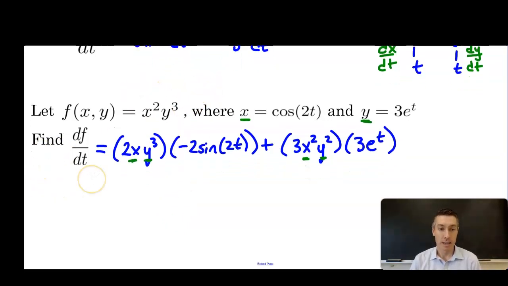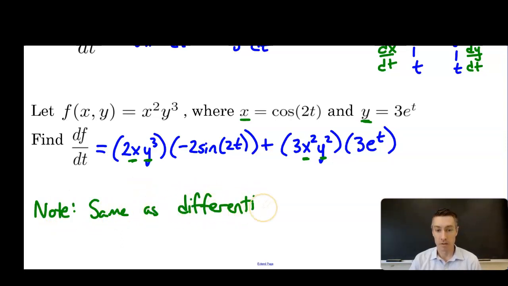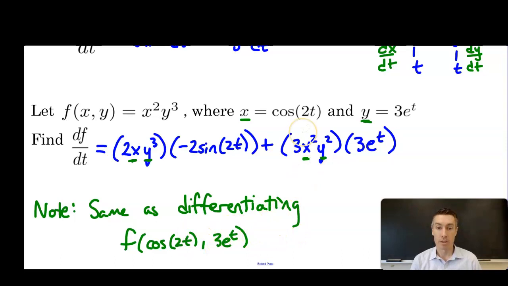And that's because technically, we can make a note to ourselves, okay, same as differentiating f of cosine of 2t, 3e to the t, right? So we could have substituted x and y in terms of t first and then done a single variable derivative, the normal chain rule in terms of t.